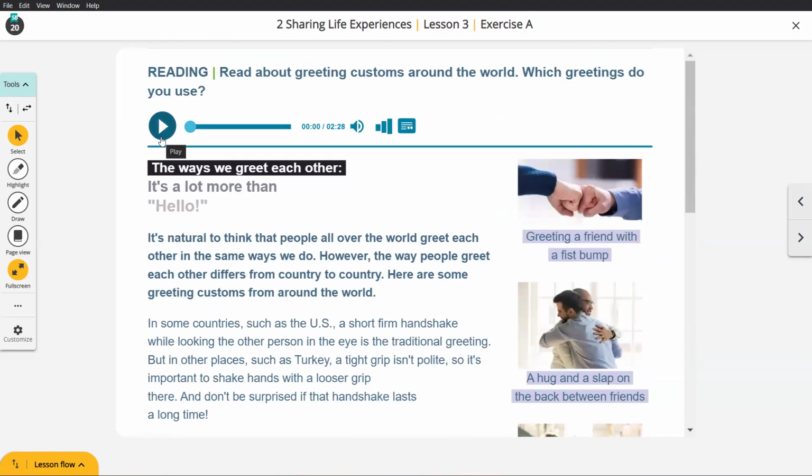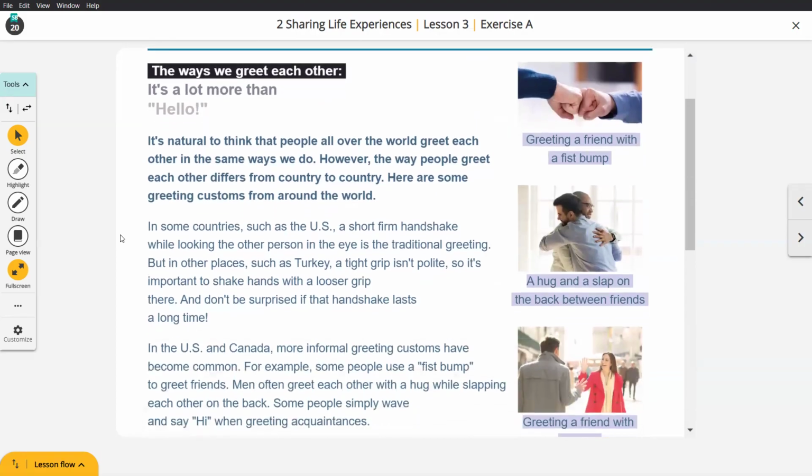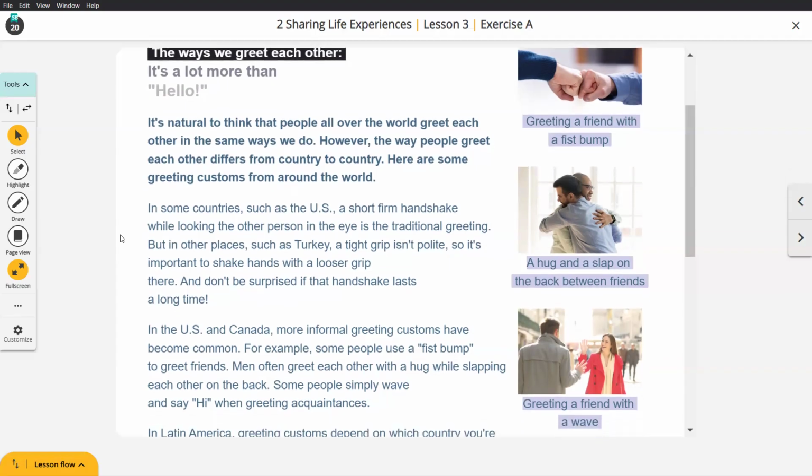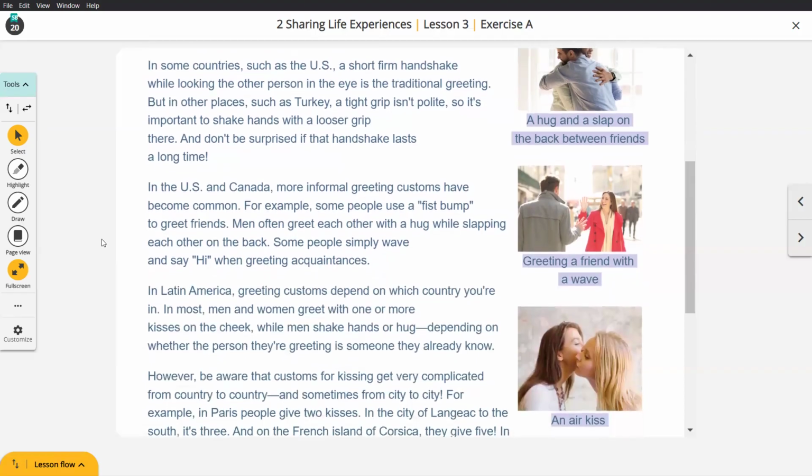So, pay attention. The ways we greet each other. It's a lot more than hello. It's natural to think that people all over the world greet each other in the same ways we do. However, the way people greet each other differs from country to country. Here are some greeting customs from around the world. In some countries, such as the US, a short, firm handshake while looking the other person in the eye is the traditional greeting. But in other places, such as Turkey, a tight grip isn't polite. So it's important to shake hands with a looser grip there. And don't be surprised if that handshake lasts a long time.